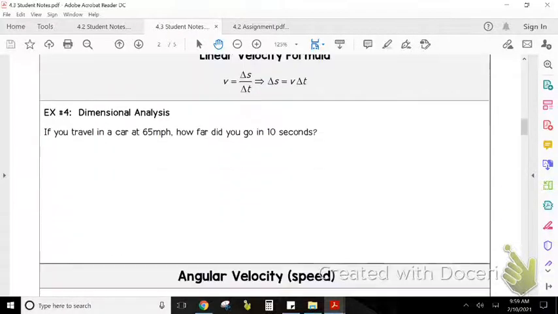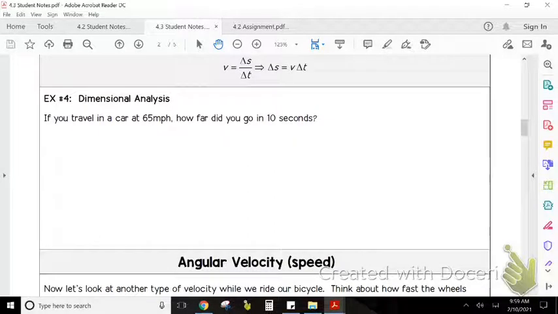So let's look at example 4. It says, if you travel in a car at 65 miles per hour, how far did you go in 10 seconds? All right. So we're looking for how far, so we're after the distance, the arc length there. We're after s, and so we know then that s is equal to v times t from above in our formula. Okay, we don't have to worry about the change in part. Ooh, that's really big. Let me write it smaller.